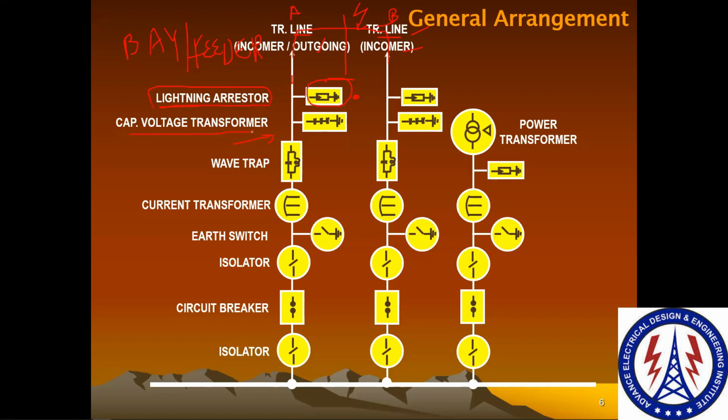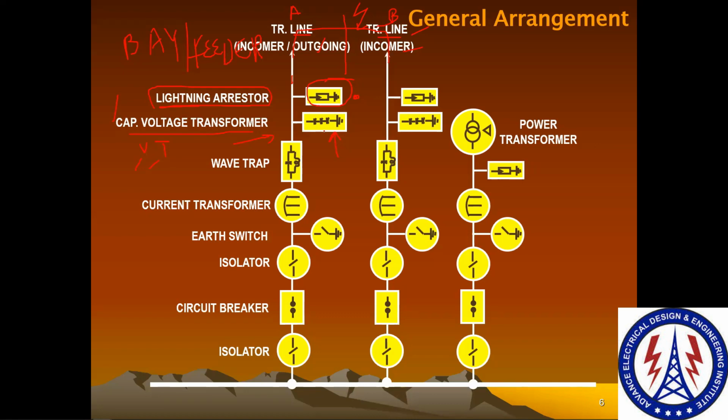Then we have a CVT. CVT is a capacitor voltage transformer, or you can say voltage transformer. The purpose of this CVT is to measure the voltage, and this voltage input will be provided to our relay. So for that reason we put this voltage transformer here.